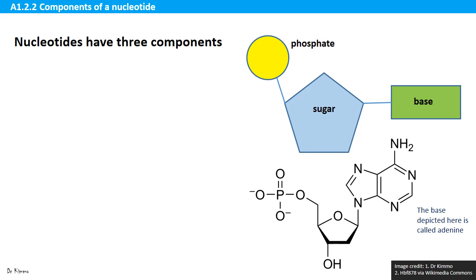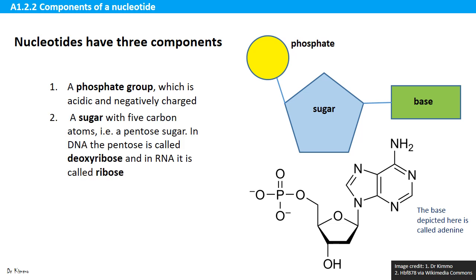Nucleotides have three components. 1. A phosphate group, which is acidic and negatively charged. 2. A sugar with 5 carbon atoms, that's a pentose sugar. In DNA, the pentose is called deoxyribose, and in RNA, it is called ribose. 3. A nitrogenous base with 1 or 2 rings.